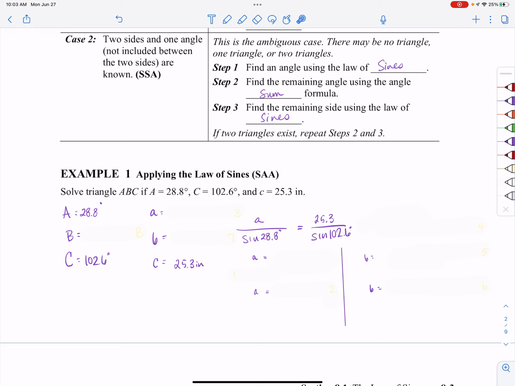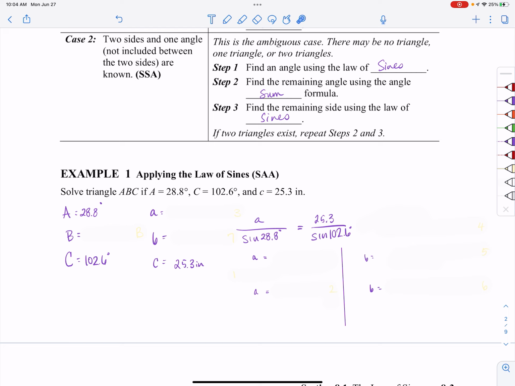The simplistic list of steps here, there's more to it than this, but the simplistic list is that the first thing that you want to do is find the angle that you can using the law of sines. And the second thing that you want to do is to find the remaining angle just by simply adding the 2 angles that you have and subtracting from 180. And then step 3, find the remaining side using the law of sines. If there are 2 triangles, because there might be none, 1 or 2, if there are 2 triangles, then you'll just simply repeat steps 2 and 3.